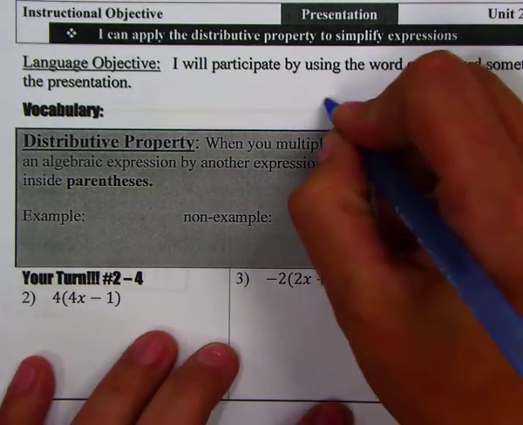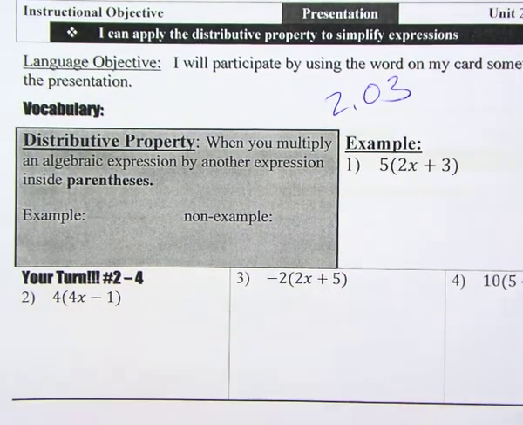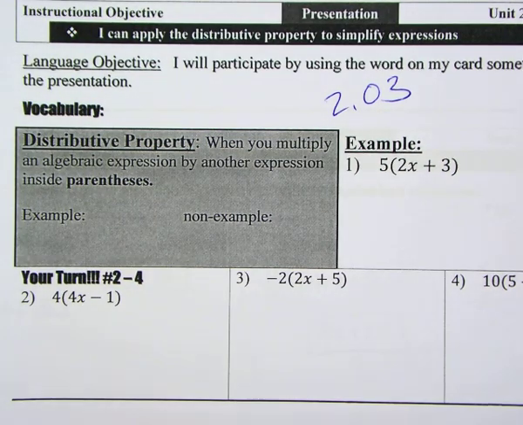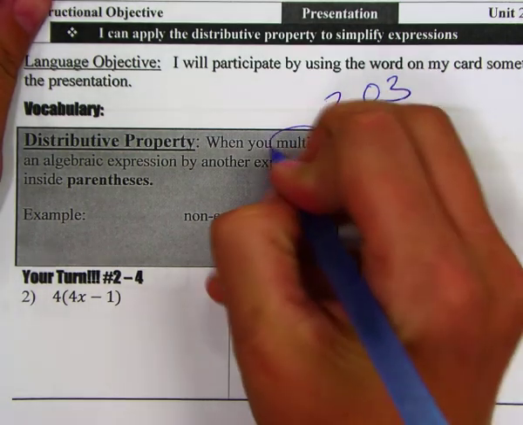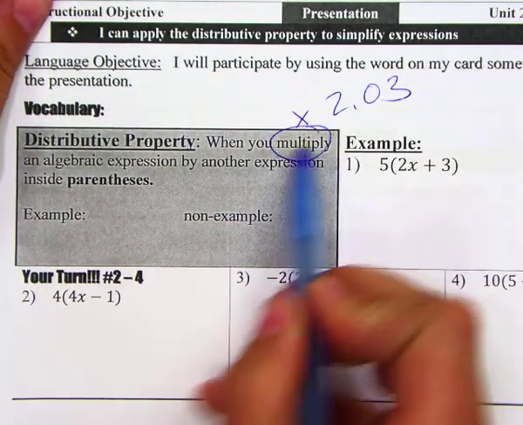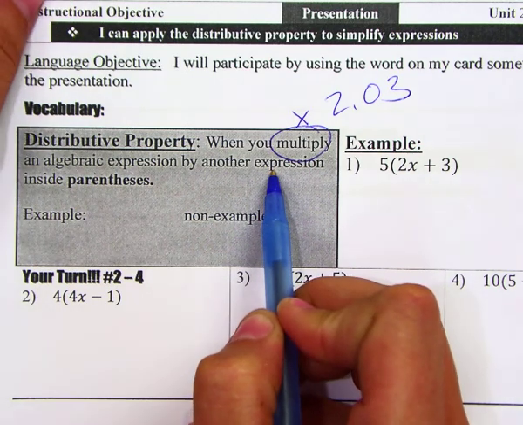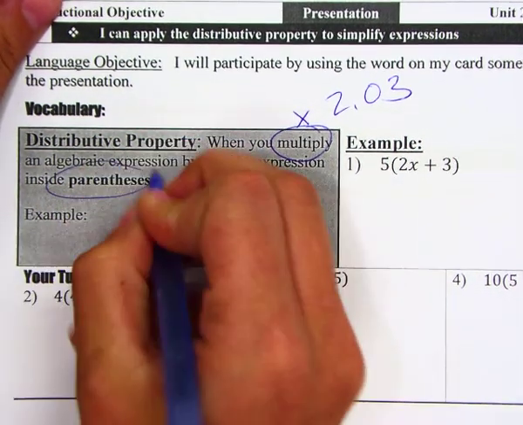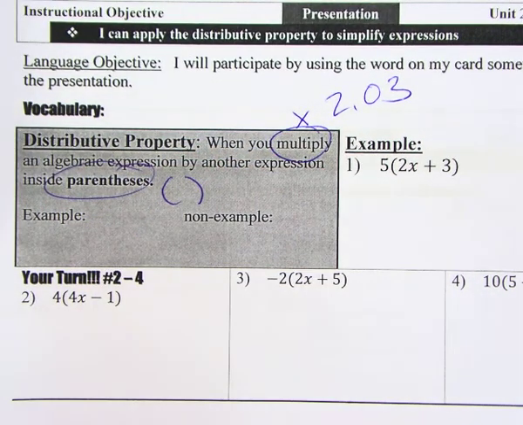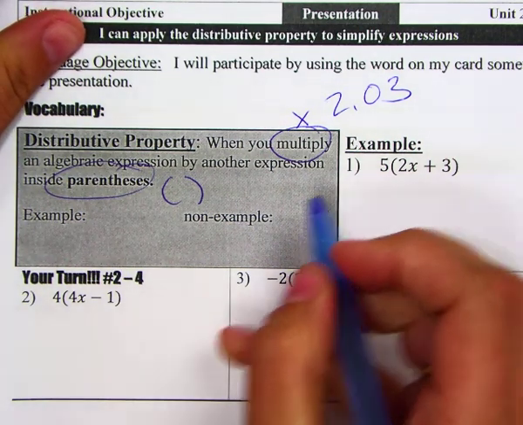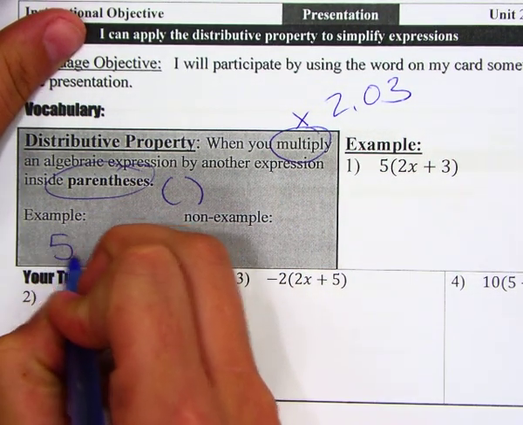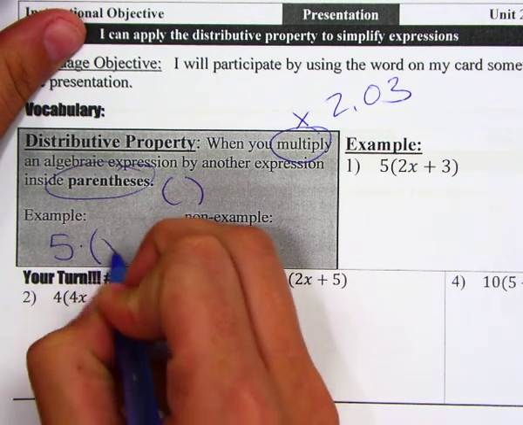Okay, this is lesson 2.3, which is the distributive property. So let's talk about what the distributive property is. When you multiply an algebraic expression by another algebraic expression inside parentheses. So this is when you multiply something, okay? An example, like 5 times x minus 3.